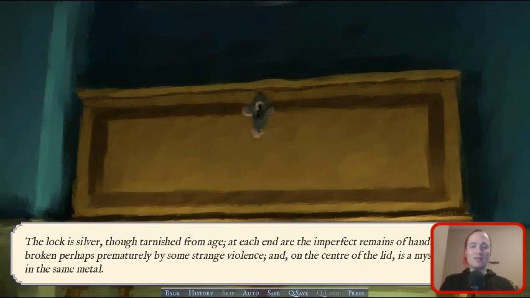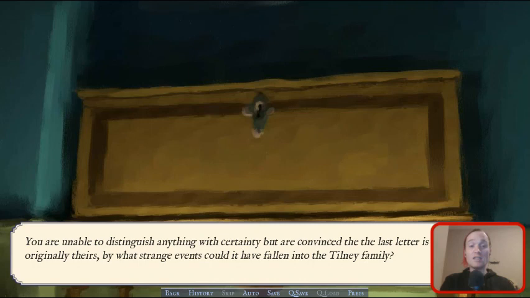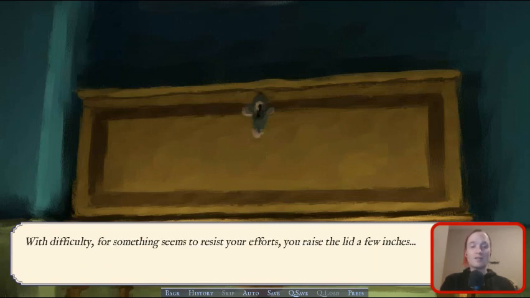Yep, definitely spooky. The lock is silvered, a mysterious cipher in metal. You're holding a chest, if not originally theirs, by what strange event into the Tilney family? You raise the lid a few inches.